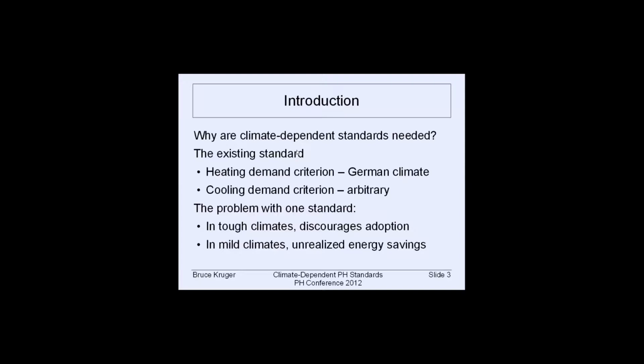So this question is a source of debate in the passive house community. So I'm just going to try to quickly give you my take on why I think climate-dependent standards are needed. Right now, we have the existing standard that was developed for the Central European and German climate. And if you think about the annual heating demand criterion in Germany, that leads to a certain kind of building type. It's a high-performance building, for sure, but it's also a buildable building, and at least from some point of view, it's an affordable building.